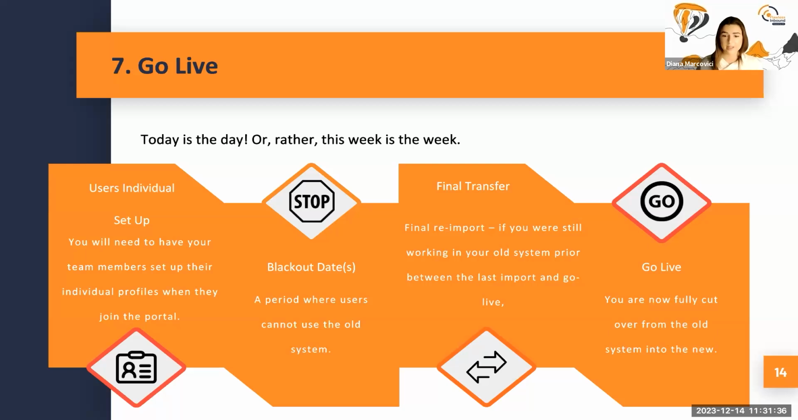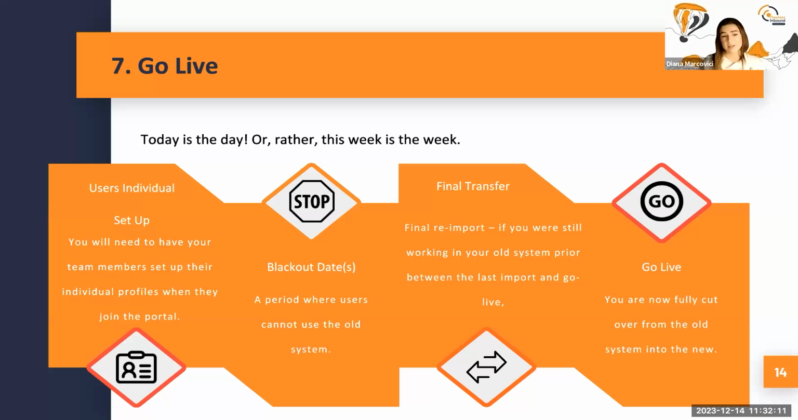The next really key part is to set a blackout date. So this is a period where the users cannot use the old system. This is just to make sure that when you do the final transfer, there are no major changes that won't get captured. And during this blackout time, let's say there are some people who have to continue their activities, like sales reps, we recommend keeping some notes or maybe an Excel file where they can record all of their activities. And then once they're in the new system, they can update it with any of those changes.